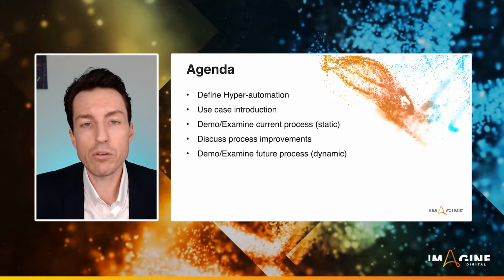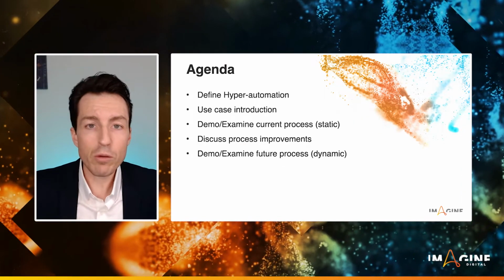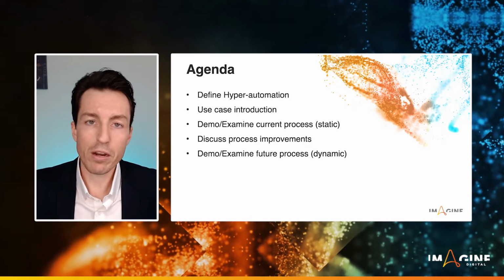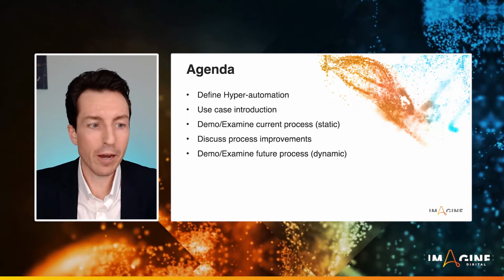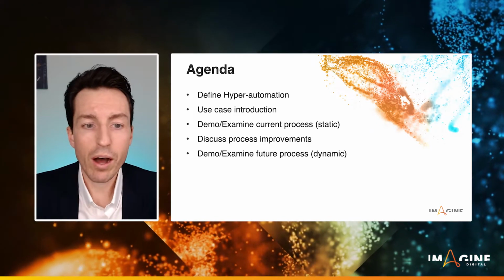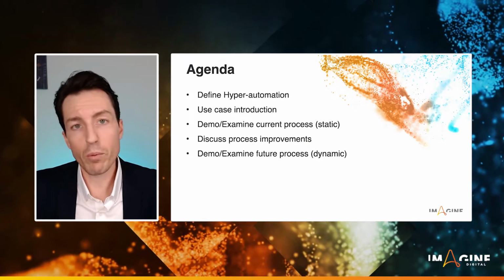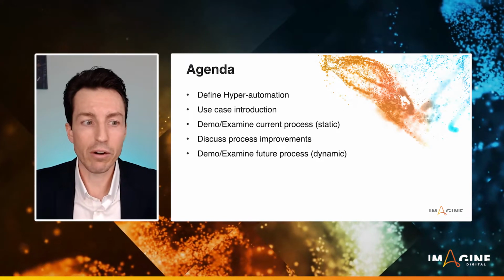We'll then take a look at a use case. And this use case probably won't be the exact same that you would use at your organization, but hang with me here. We're going to follow the use case and see how that pans out. We're then going to look at a demo of a current process, which is making static decisions. And we'll talk about what that means, and we'll talk about the implications thereof.